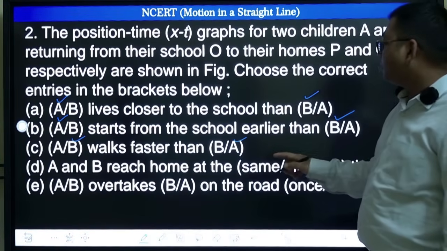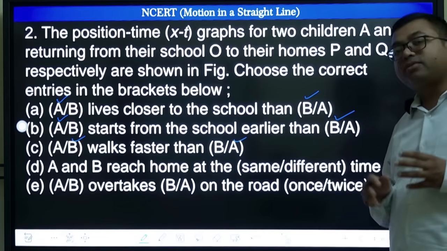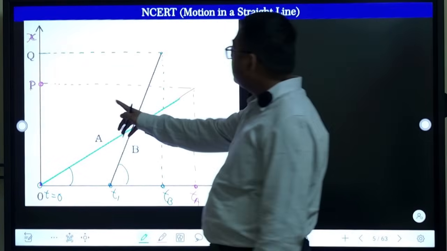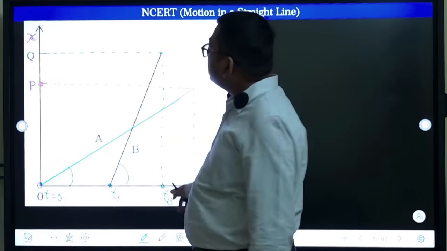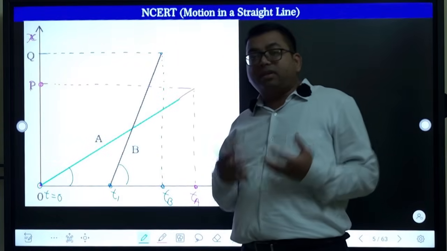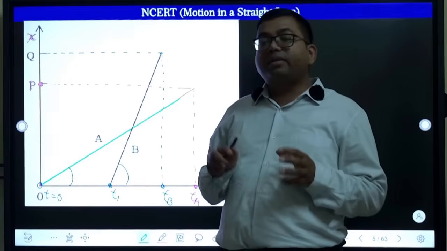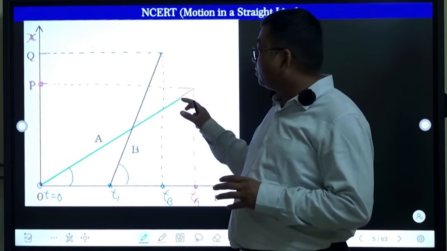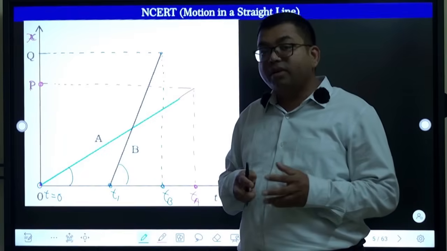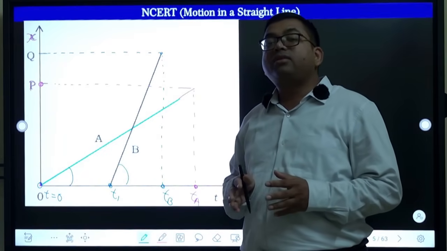Then, do A and B reach home at the same or different time? We can also see clearly from the graph the time when they are reaching their home. The times T_A and T_B are not the same. Time T_A and T_B are different. But in NCERT, they have given the same. As per the figure, you can clearly see that they are not the same. If the figure is modified, then it is possible that it will be the same.